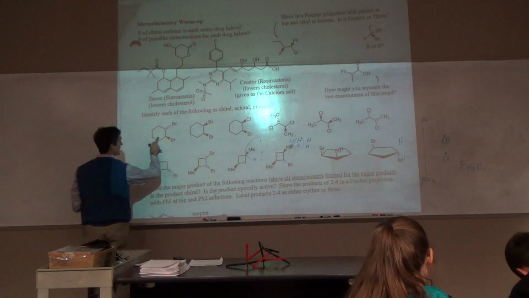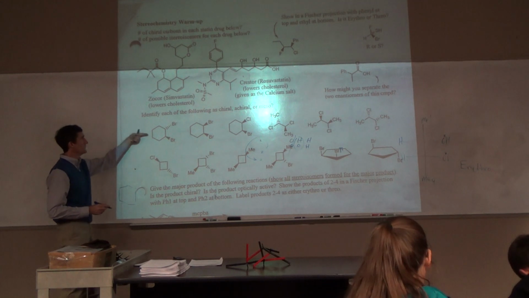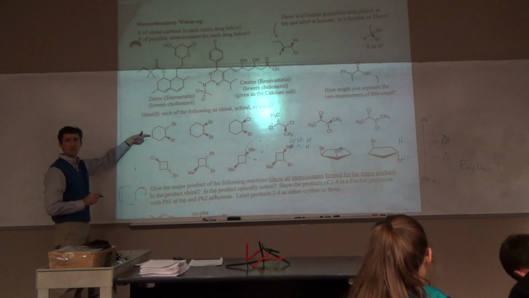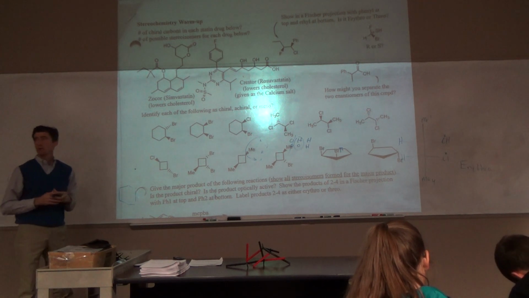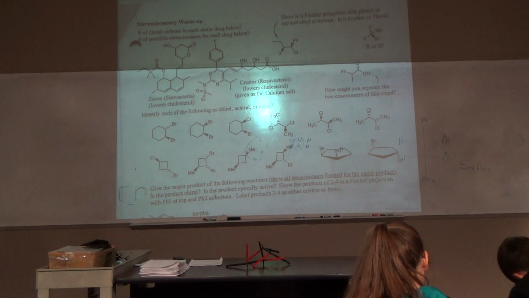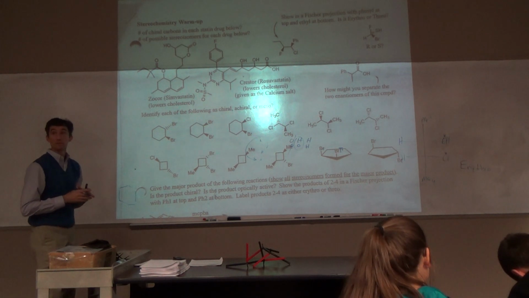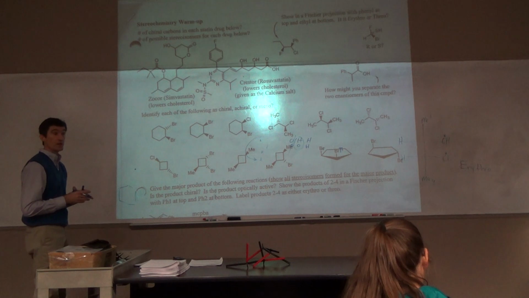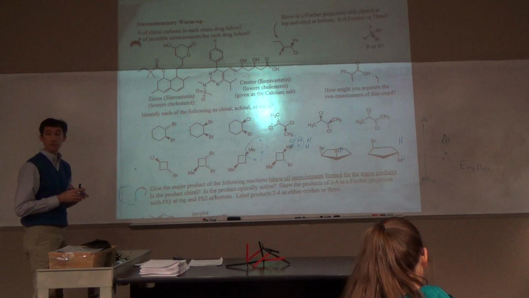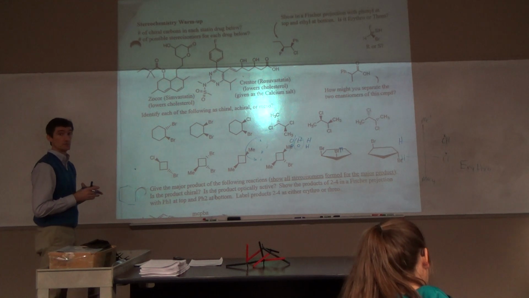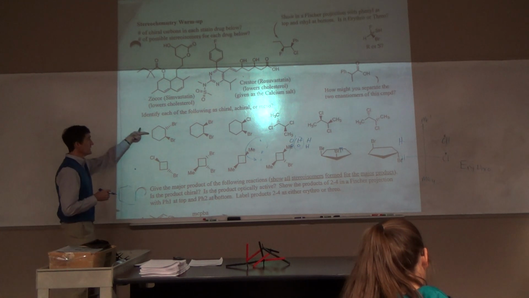Identify each of the following as chiral, achiral, or meso. First compound. Chiral, achiral, or meso. How do we want to approach this? We want to look for planes of symmetry. That's the starting point. Where's Waldo? That will tell you the answer. Because if you find a plane of symmetry, the compound is achiral, meaning non-chiral. Okay, does this have a plane of symmetry?